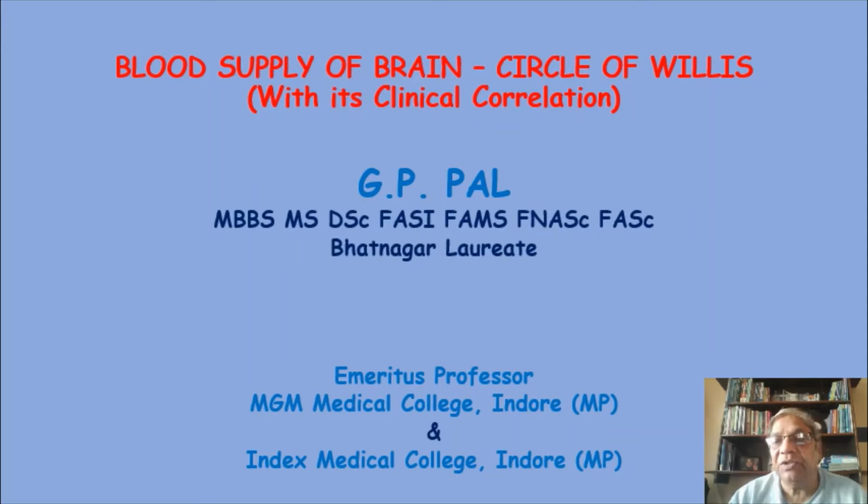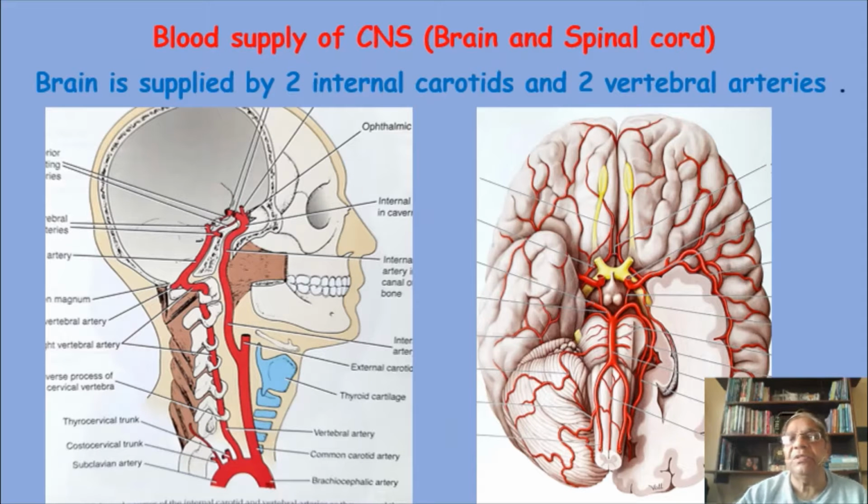And in the last video I will explain the blood supply of the brain stem and the cerebellum, and ultimately I will also tell you in the same video about the blood supply of the spinal cord, with all clinical correlation. So let us come to this first video, that is meant for the circle of Willis. I am moving to the next slide to tell you about the formation of the circle of Willis.